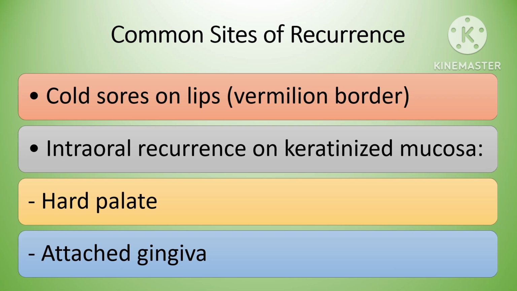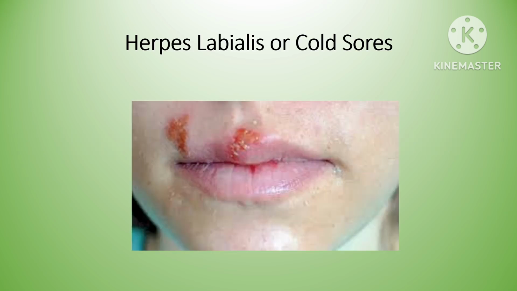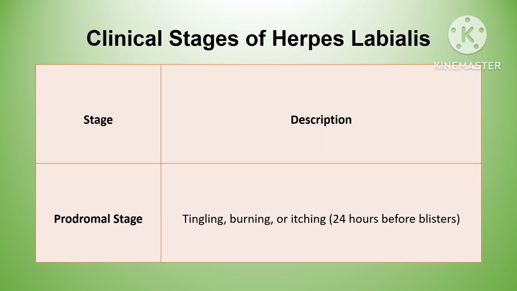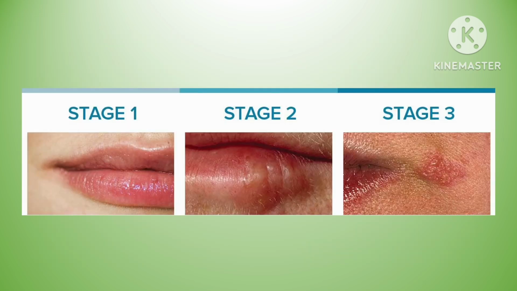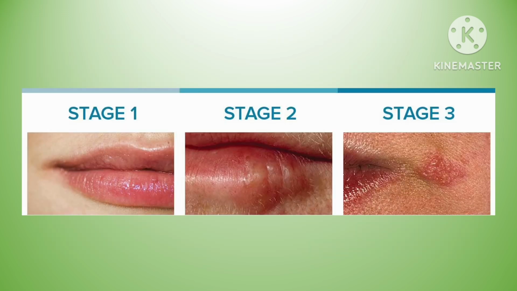Most commonly it is herpes labialis, or cold sores. Sores usually present along the lip margin or vermilion border. The episode begins with a prodrome where the patient feels tingling, burning, and itching about 24 hours before the lesion appears. This is followed by a vesicular stage where small fluid blisters form. These then rupture, leading to ulceration, and finally form a yellow crust during healing, which usually completes in 7 to 10 days.